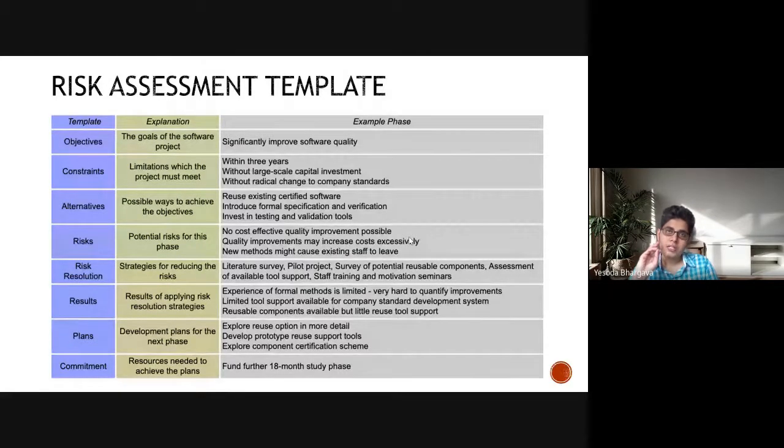Now, the important aspect in the spiral model is you need to understand the potential risks for this phase. So here you might like to write it down like this: no cost-effective quality improvement is possible, or for this particular case, quality improvements may increase cost excessively. Obviously, when you're talking about improving software quality, it comes with increased costs.